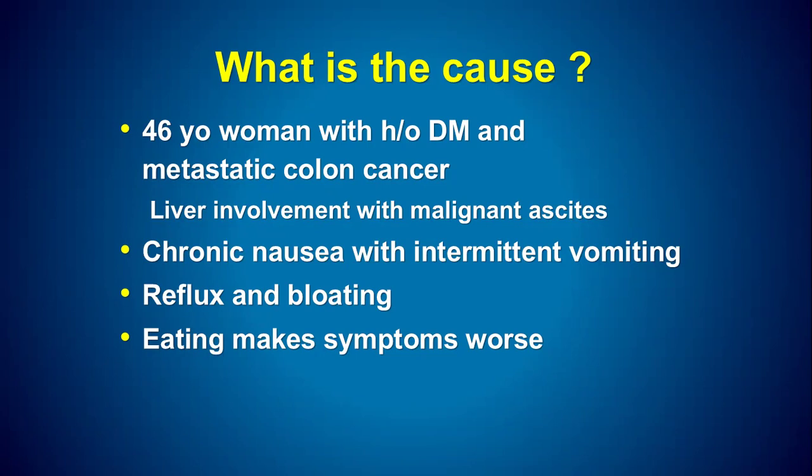What does reflux and bloating point to? Metastatic. Okay, so the metastatic colon cancer, the mass might be causing constipation, let's say, which leads to reflux and bloating. So that is the reason. And eating makes the symptoms worse. So what does that indicate? Ulcers, okay. So ulcers or maybe gastritis, which is causing the nausea, vomiting.